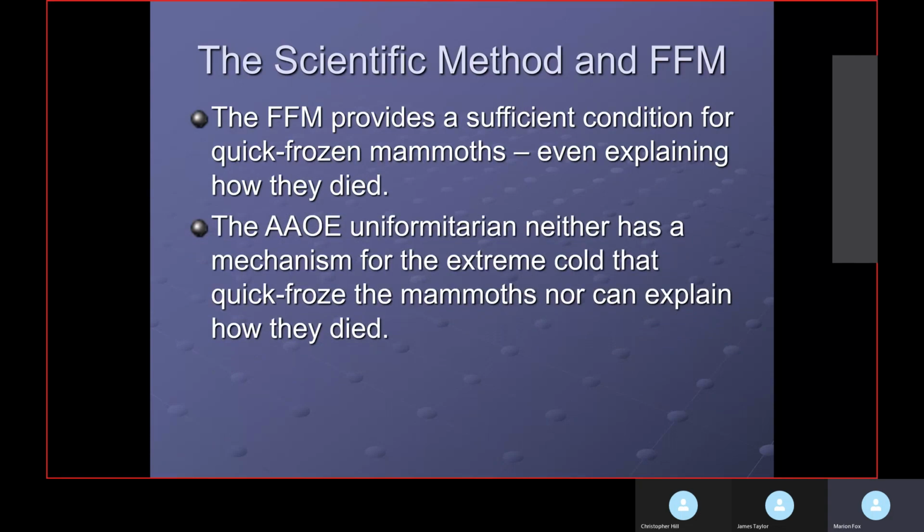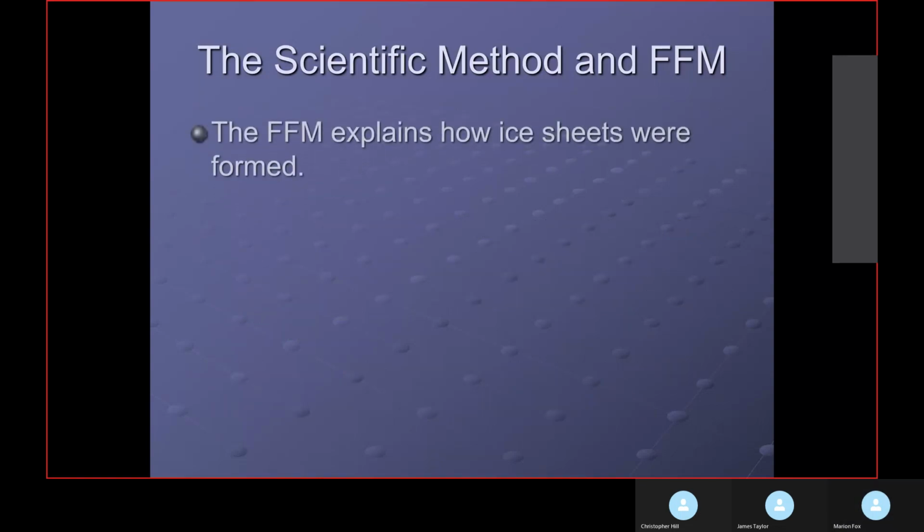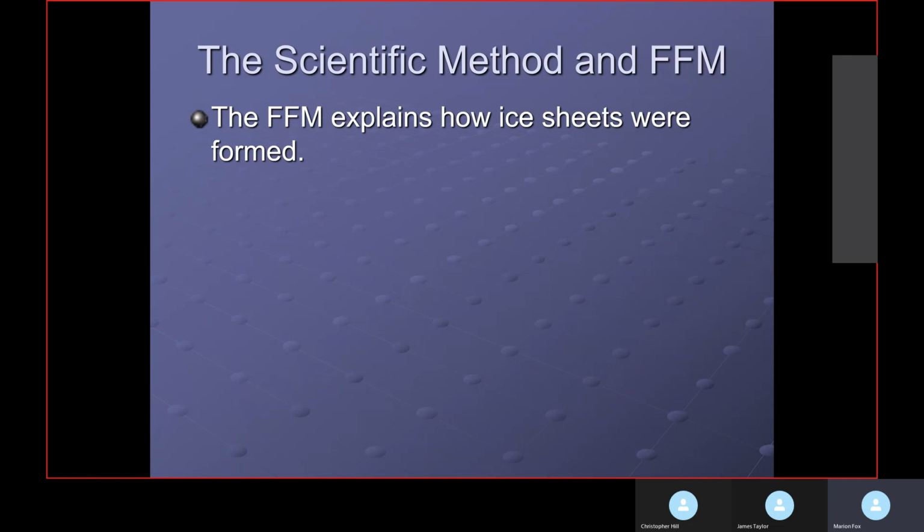The atheistic, agnostic, old Earth uniformitarian model neither has a mechanism for the extreme cold of quick-frozen mammoths, nor can it explain how they died. It can't explain it. My model explains it. Therefore, my model, the Fox flood model, is more reasonable than the agnostic, atheist, old Earth uniformitarian model. More reasonable. The Fox flood model explains how ice sheets were formed.